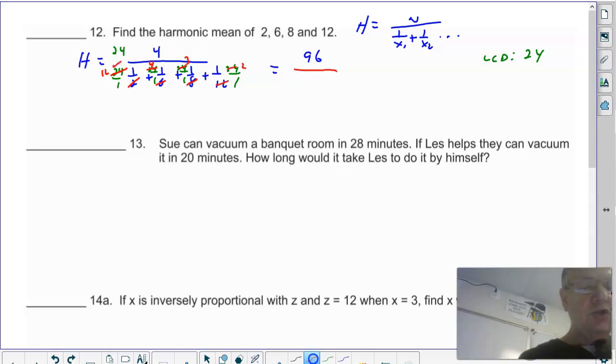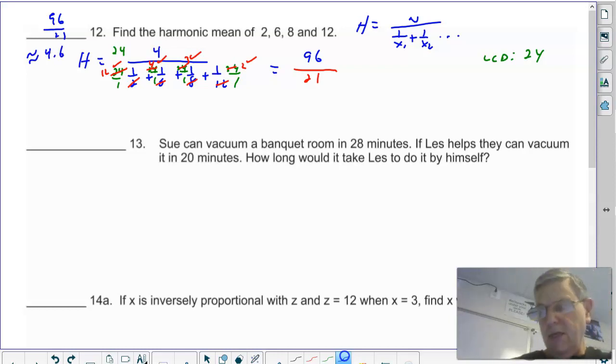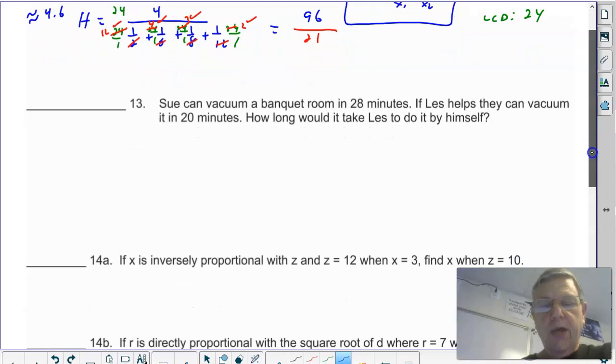So let's add them up. 12, 16, 17, 18, 19, 20, 21. 96 over 21. And that's our answer. 96 over 21. If you turned it into a decimal, it would be approximately 4.6. The harmonic mean. Key is the formula. You're not going to get there without the formula. No way. Okay, work problems.